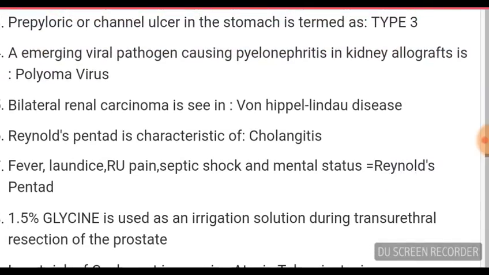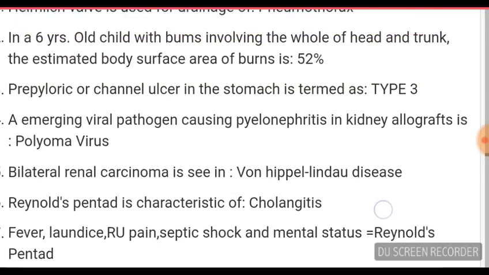1.5% glycine is used as an irrigation solution during transurethral resection of the prostate. Reynolds pentad is characteristic of cholangitis. Bilateral renal carcinoma is seen in von Hippel-Lindau syndrome. Fever, jaundice, right upper quadrant pain, septic shock, altered mental status is Reynolds pentad.